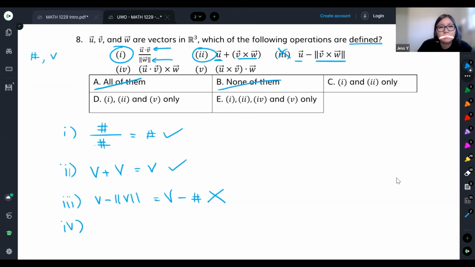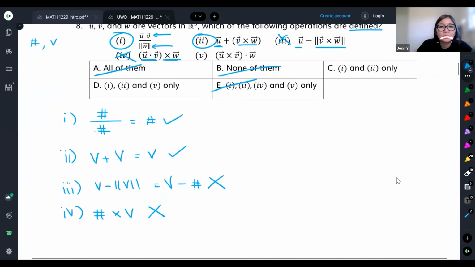Number 4, u dot v. Dot product is a number or vector? Write it down. That's a number, right? So I have a number cross product with a vector. Can you cross a number and a vector? No, you can't. That's not allowed. That's not defined. So it can't be 4. So I can cross off E as well. So now I'm at a 50-50 chance guessing between C and D.